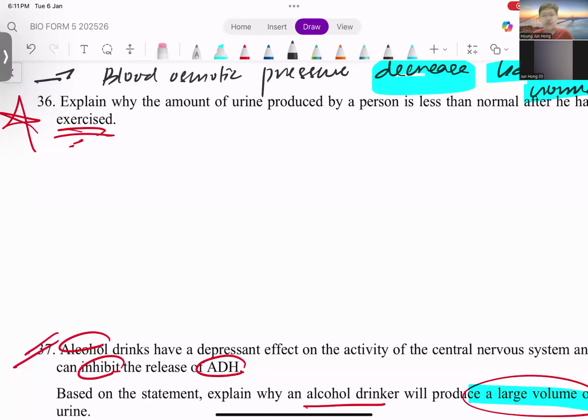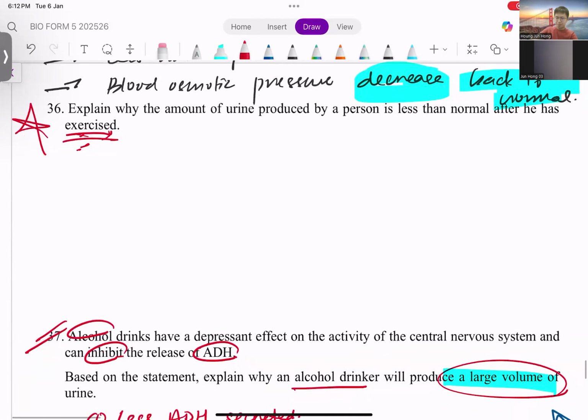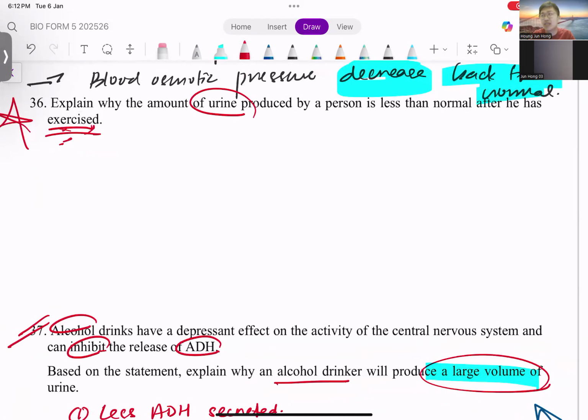Okay, last question for the chapter. We have question 36. Essentially, this is a very typical question. You are having someone exercising. What happened to your water? Because again, the amount of urine is under the amount of water. It's an osmolar regulation. So what happened to your water during an exercise?